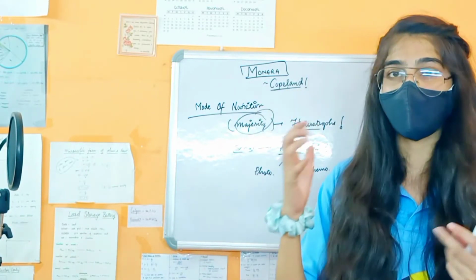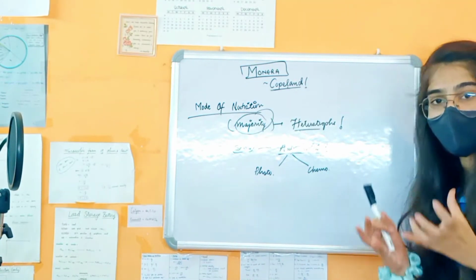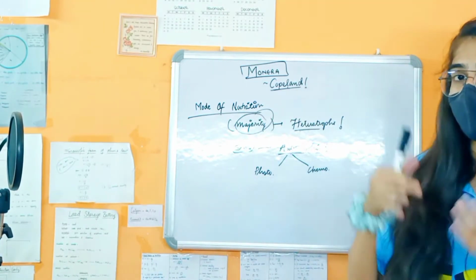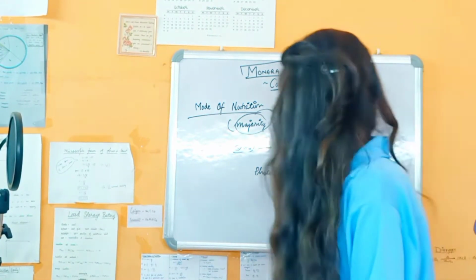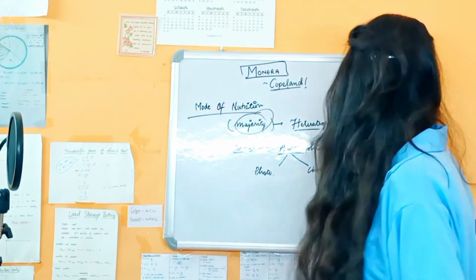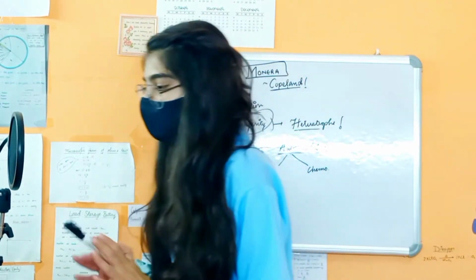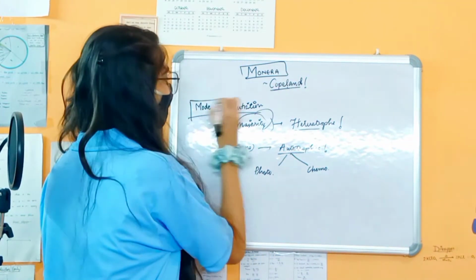The organisms that make their food by themselves, like plants, they do photosynthesis, they prepare their food by themselves. These are autotrophs, photoautotrophs with the help of light, and chemoautotrophs with the help of chemicals. This is all. Now next, if we are studying the mode of nutrition, let's see the reserve material.